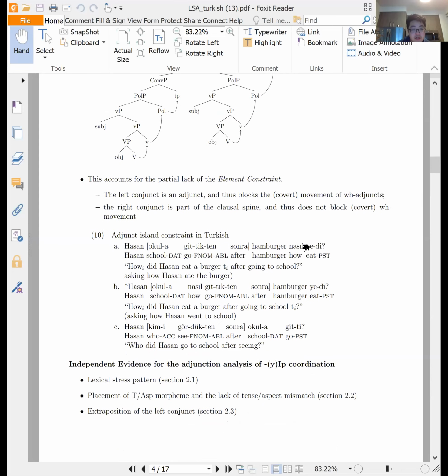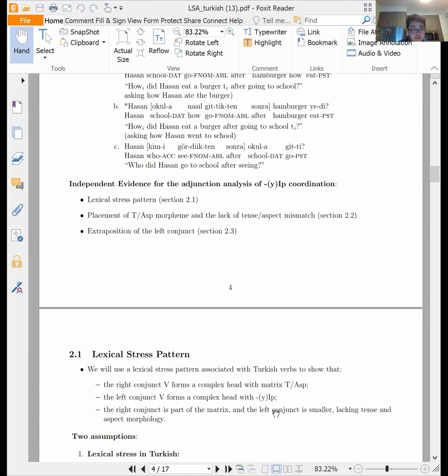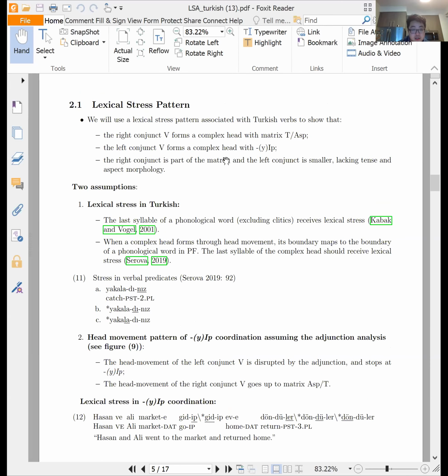Now I will show 3 pieces of independent evidence for this adjunction analysis of IP coordination. Basically, lexical stress pattern, placement of T and asp morpheme, and the lack of tense and aspect mismatch between the two conjuncts, and also extraposition of the left conjunct. The first piece of evidence comes from lexical stress pattern. In this section, we will show that the right conjunct V forms a complex head with matrix T and asp. The left conjunct V forms a complex head with IP. And thus, the right conjunct is part of the matrix and is larger in size, and the left conjunct is smaller, and it doesn't include T and asp.